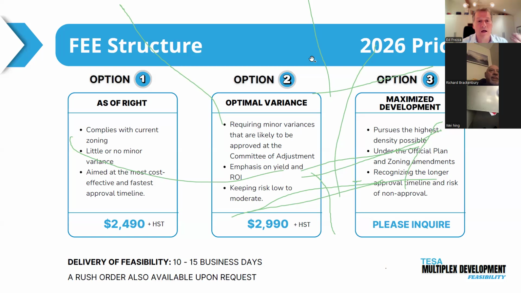You can either go low risk, as of right. You're not asking for any more than what you are entitled to by law. Number two is optimal variance, where you decide, not you personally perhaps, but your architect will say, you know what, if we make a few tweaks here, if we have a different side setback, if we have one less parking requirement, if we can go up another meter height-wise, etc., these minor changes will have a profound effect on the viability of the building. So that costs a bit more.